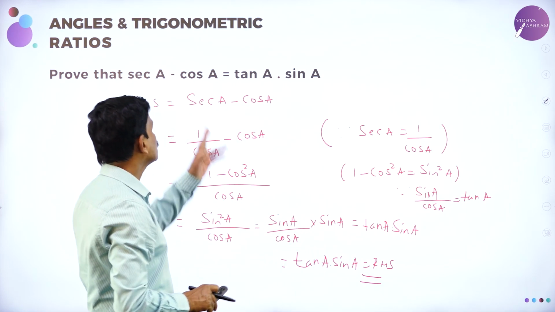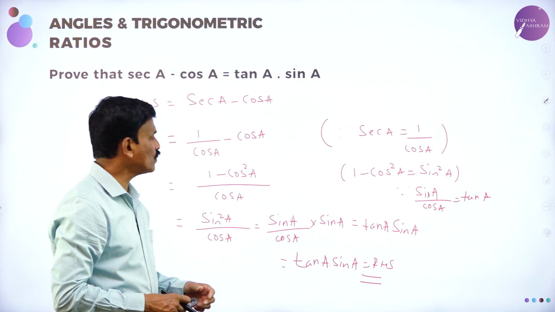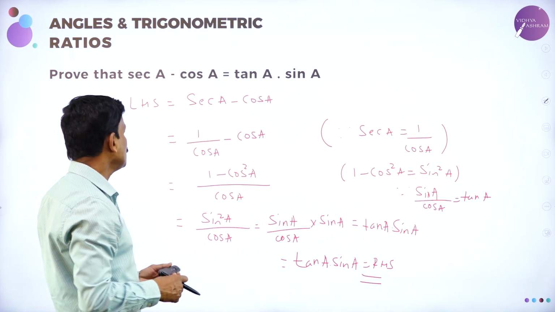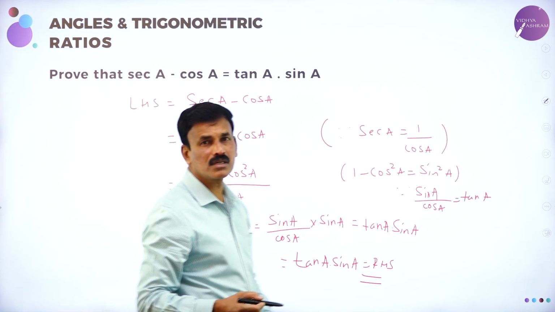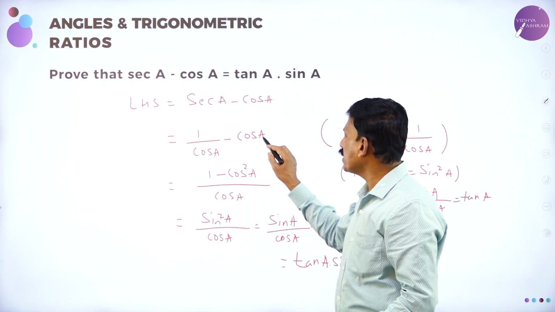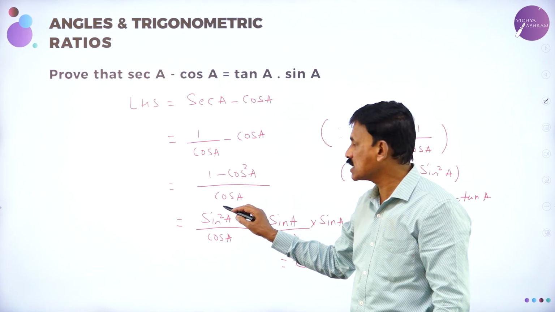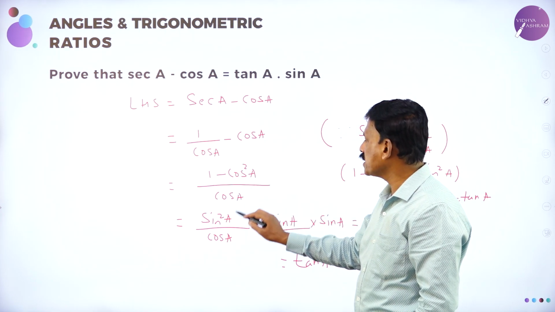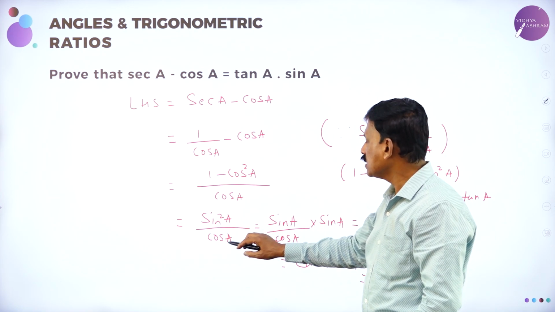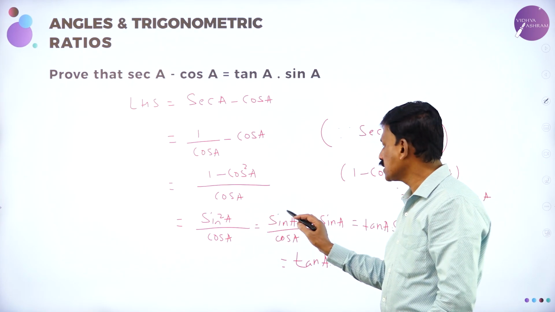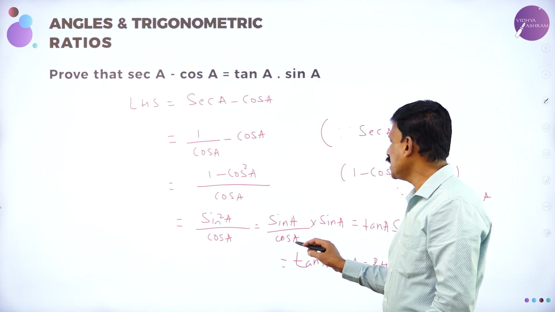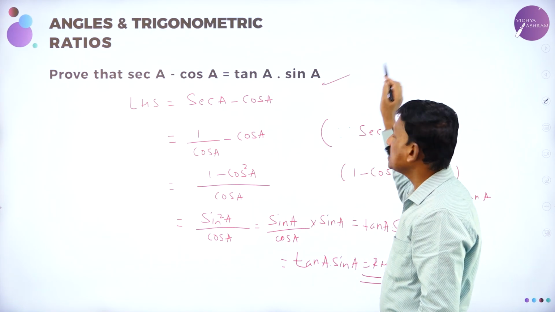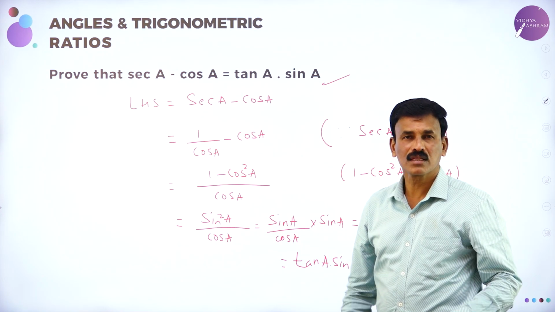See, tan A into sin A. Very simple for 2 marks. So what is LHS? Secant A minus cos A. Secant can be written as 1 by cos A. Secant A is 1 by cos A minus cos A as it is. Take LCM. Cos A is LCM. Cos into cos is cos square. 1 minus cos square. What is 1 minus cos square? Sin square A divided by cos A. Sin square can be written as sin A into sin A. So sin A by cos A is tan A and sin A as it is. So tan A into sin A is the required answer.